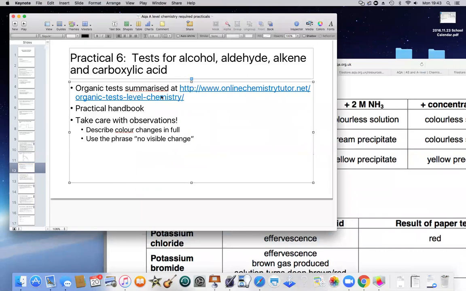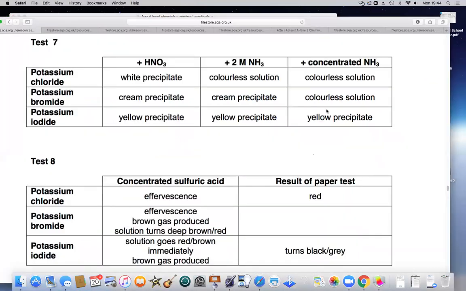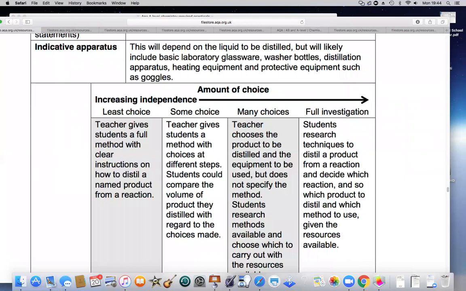But I've summarised all of those different tests for you on my website, so you can actually see them all and make sure that you're aware of them. This is a practical you've probably not done yet, so you've maybe only done it in part. You will get to have a look at all of those. If we just go back to the lab book for a moment and look at how they suggest you do these.